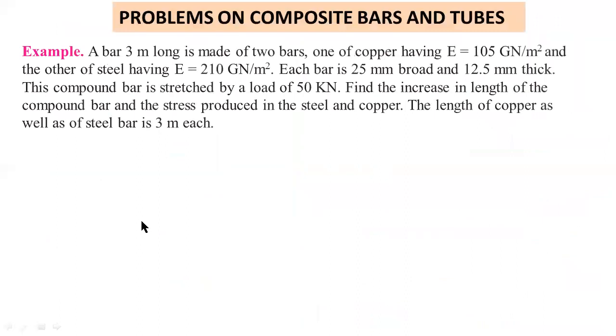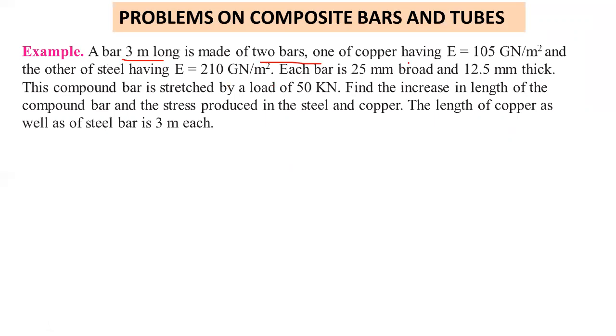This is the question. A bar 3 meters long. Here, a composite bar having 3 meters length. So the length is given. That is the original length. The original length of the bar is made up of two bars.